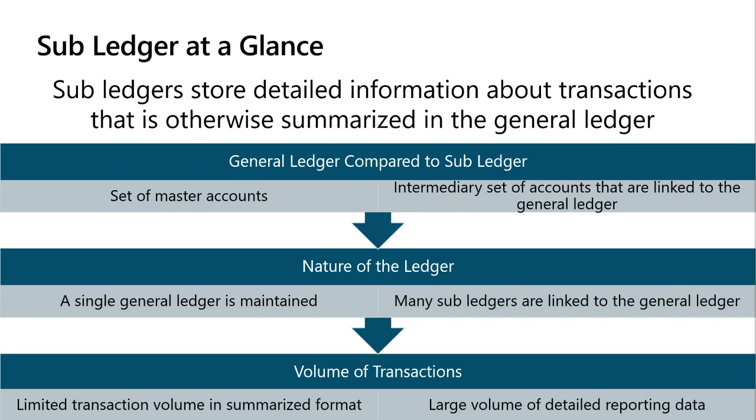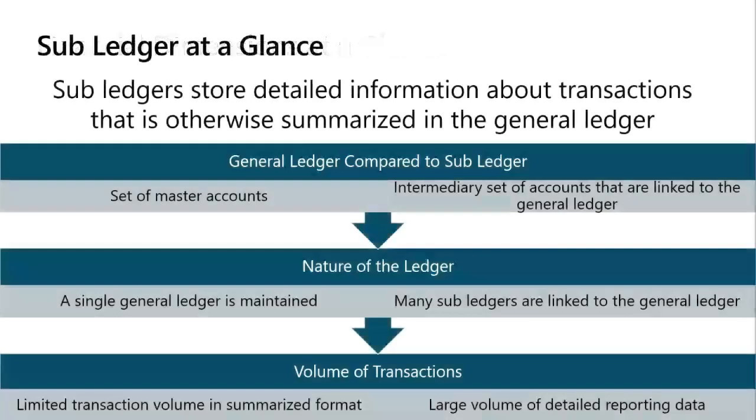Let's take a closer look at the concept of the subledger compared to the general ledger. The general ledger contains a set of master accounts. In Dynamics 365, we refer to these as main accounts, while the subledger contains a set of intermediary accounts. These accounts are different in each subledger, but as an example, the accounts receivable subledger stores customer account numbers, while the inventory subledger stores item numbers.